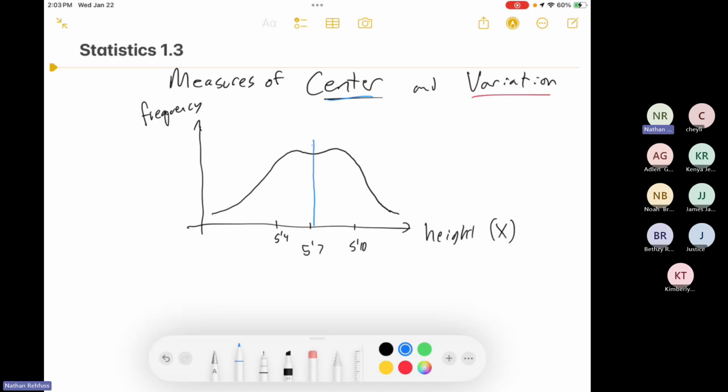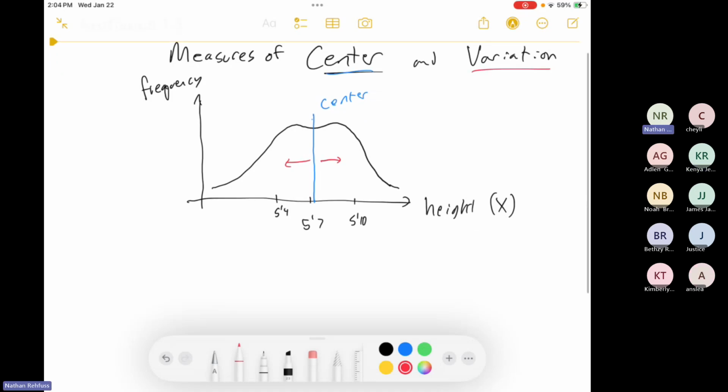So let's say that the center is here, depending on how we measure center. I could be looking at the average, or I could be looking at the middle of the list. What's the middle person, the typical person? So there's a few different ways to measure center. And then I also want to measure variation. So how spread out is the data set?